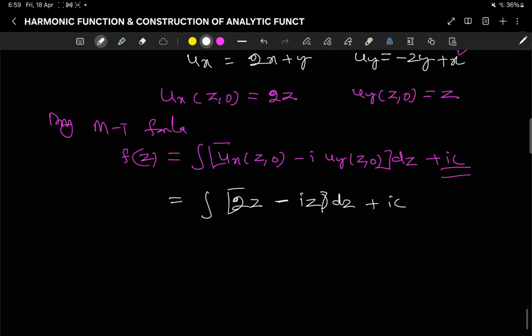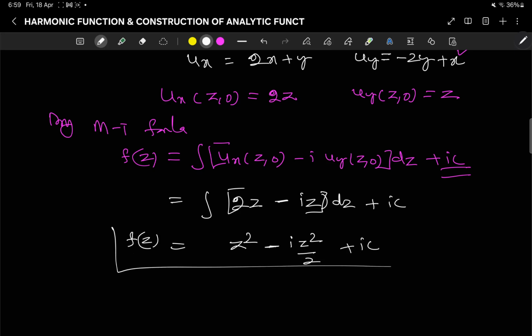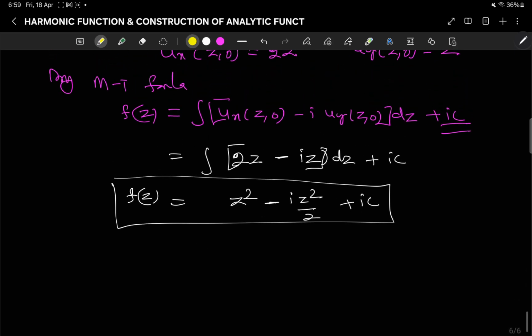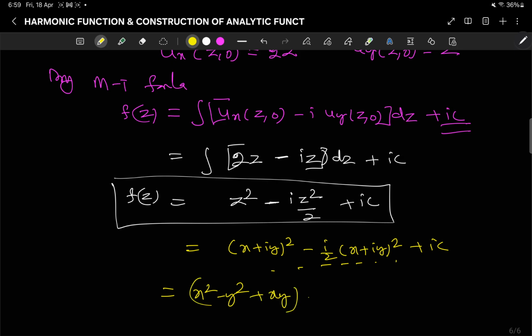Okay, so this is equal to, you integrate it, z square minus iz square by 2 plus ic. So this is your f(z). Now if you simplify it, (x plus iy) square minus i by 2 (x plus iy) square plus ic, and if you simplify it, you will get x square minus y square plus xy plus i times (2xy plus y square minus x square divided by 2), plus ic.